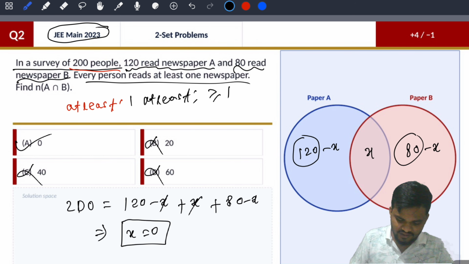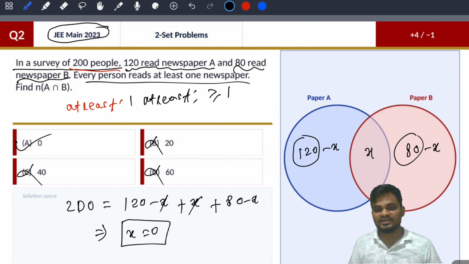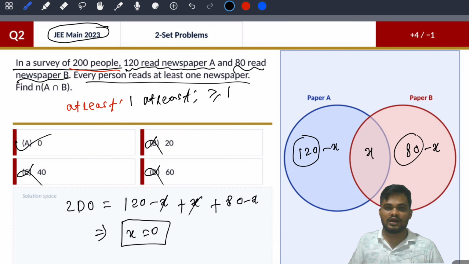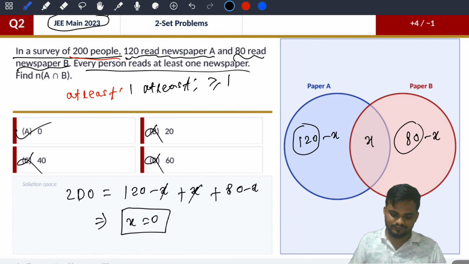B, D, C are wrong. I think now you get more clarity. So how you have to fill the Venn diagram, and according to the question, how to solve it. Let me move to the next question.